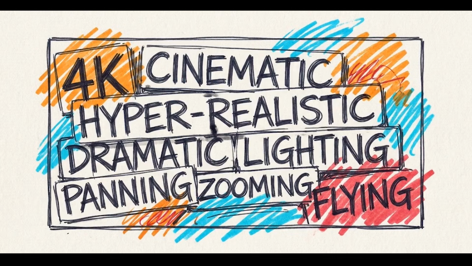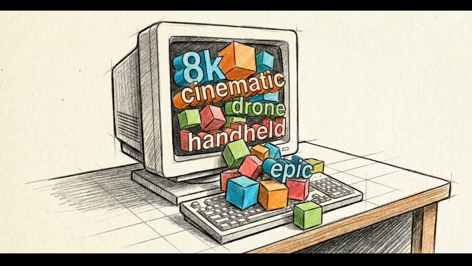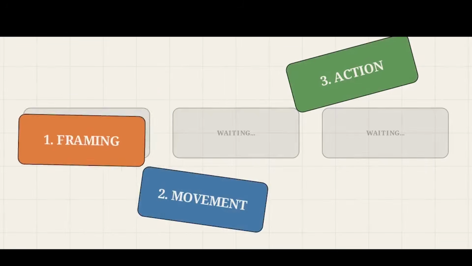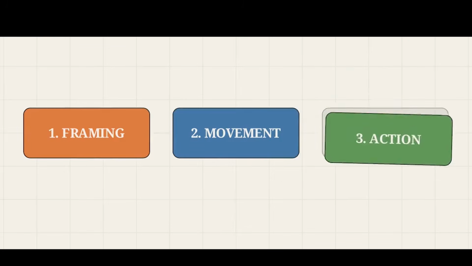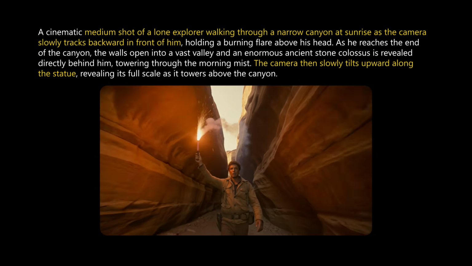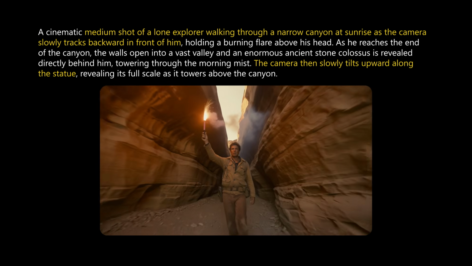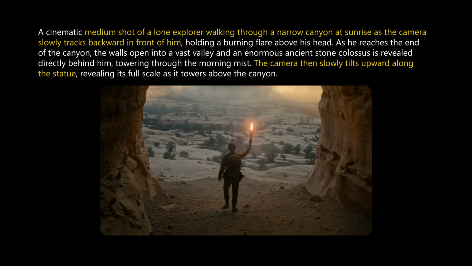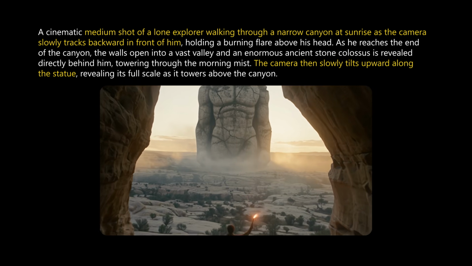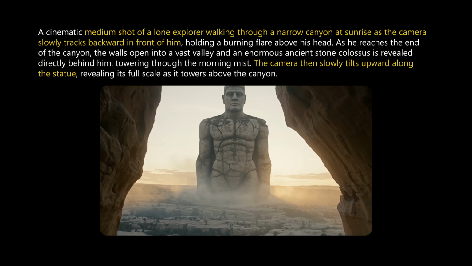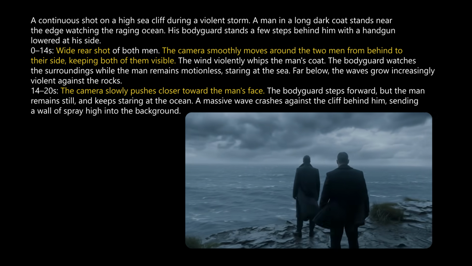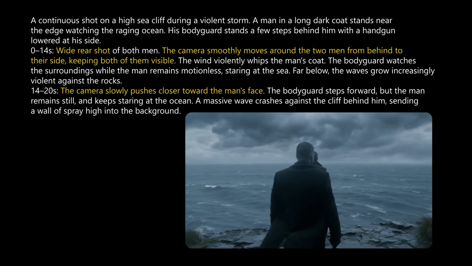When you describe the camera, don't stack every cinematic term you know into one prompt. Give the shot a clear visual plan. Choose the framing. Choose one main camera movement. Then describe the action. For example, medium shot of an explorer walking through a narrow canyon as the camera slowly tracks backward in front of him. Every camera move should have a purpose. If moving the camera doesn't help us follow the action or change how the moment feels, keep it still.